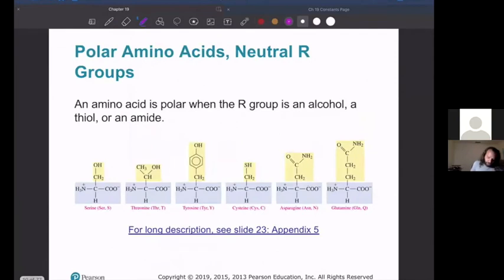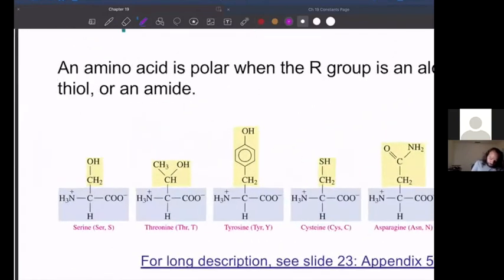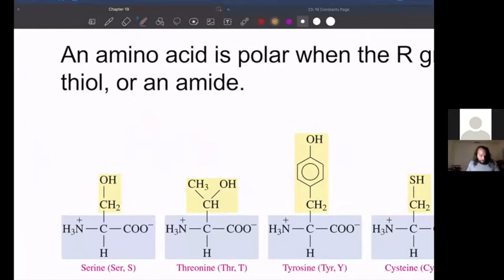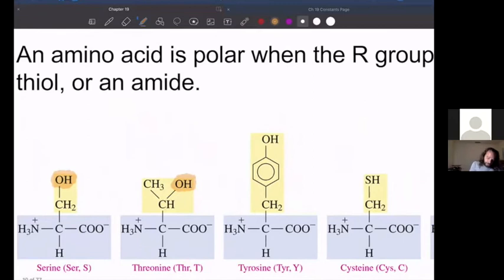All right, then going to our polar groups that are neutral. So serine and threonine, they both have hydroxyl groups or alcohol groups. Tyrosine has a phenol going on, so it does have a benzene ring, but then it's attached to that hydroxyl group, and we categorize this as a polar group. And then cysteine has a thiol group, which is similar to an alcohol, not quite as good at forming hydrogen bonds, but still pretty good.